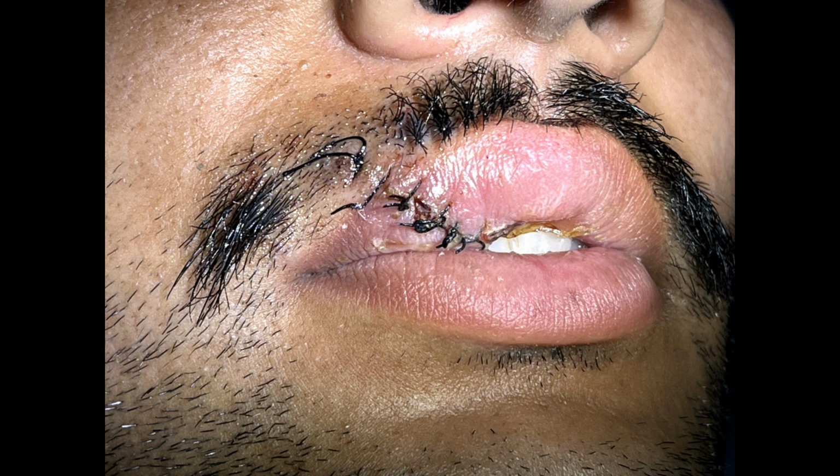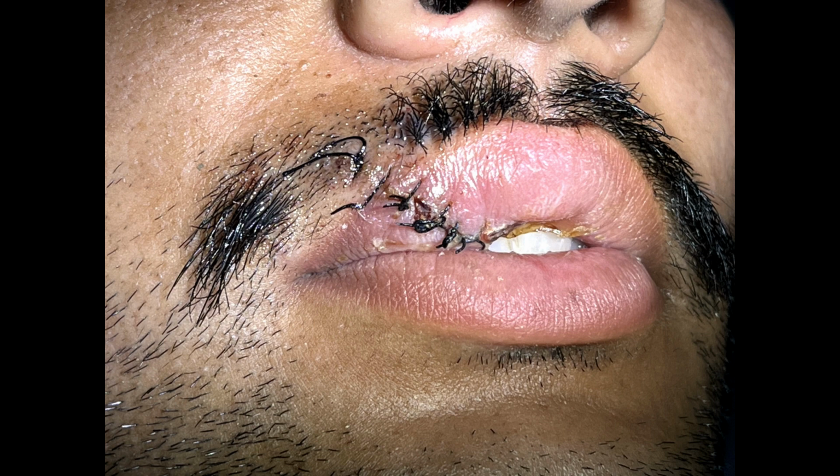Then the minor lacerations of the lip should be left like this, as they can heal by secondary intention. And forcing the edges of the lacerated lip together for closure can cause unnecessary scarring of the region.